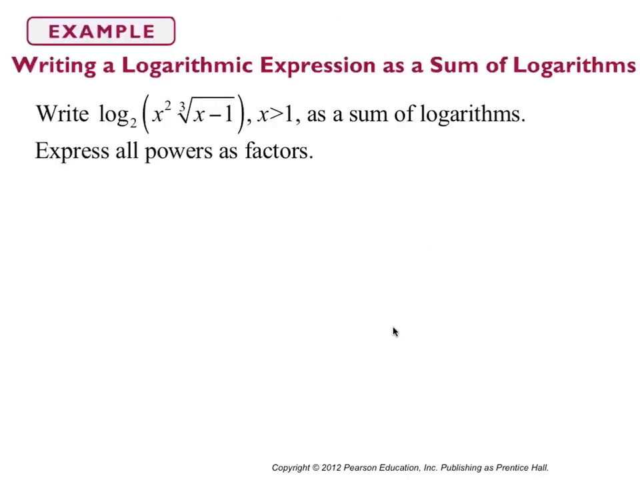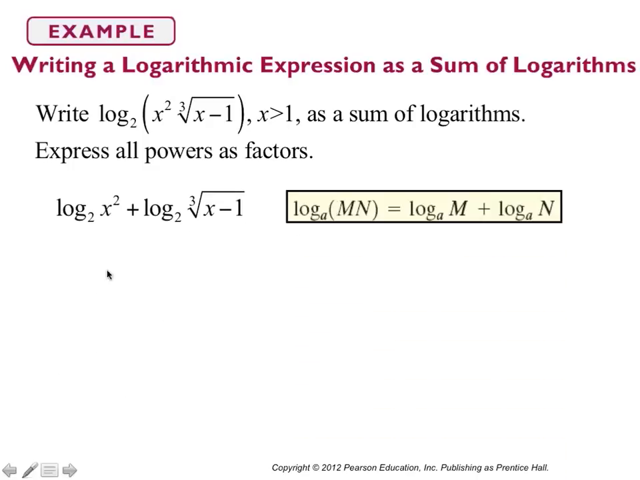So let's take a look here. Let's say that we want to write a logarithmic expression as the sum of logarithms. So let's say we have log base 2 of x squared times the cube root of x minus 1, where x is greater than 1. And we want to write it as the sum of logarithms, and we want to express all powers as factors. So the first thing that we do is we split our multiplication. Since we have multiplication here, we split it into addition. So this is going to be log base 2 of x squared plus log base 2 of the cube root of x minus 1, because multiplication gets changed into addition.